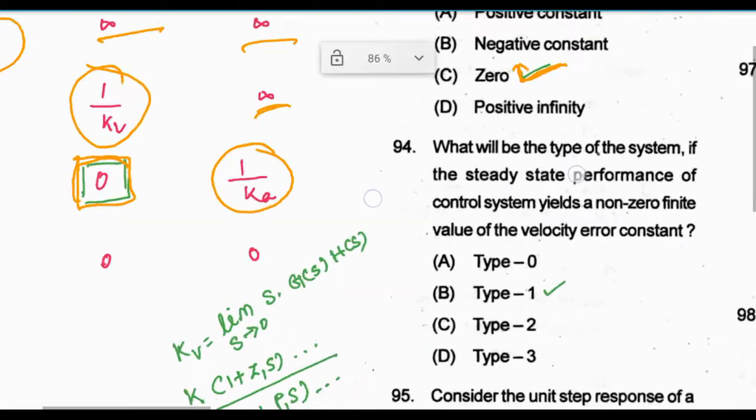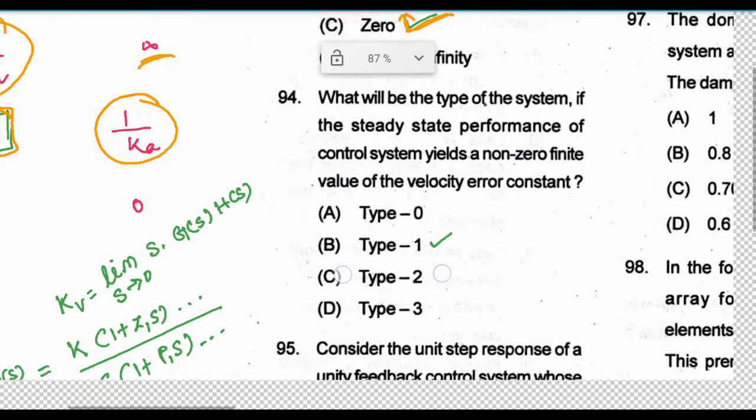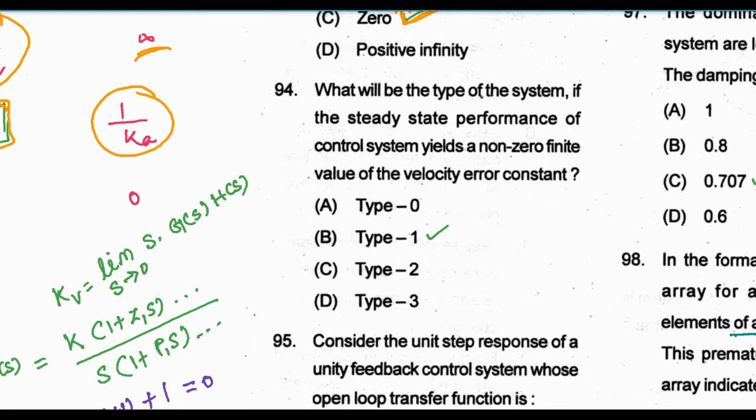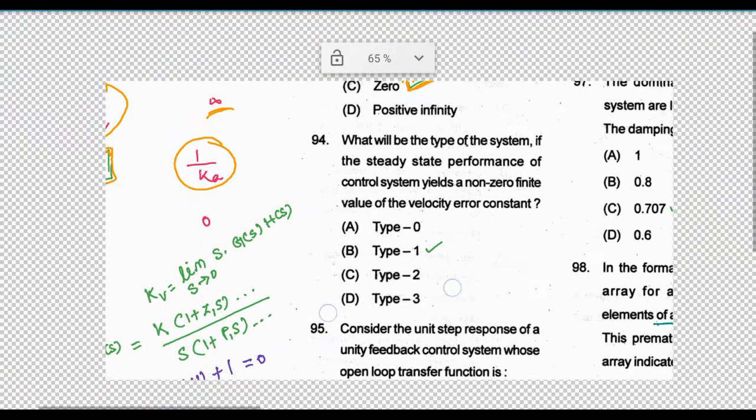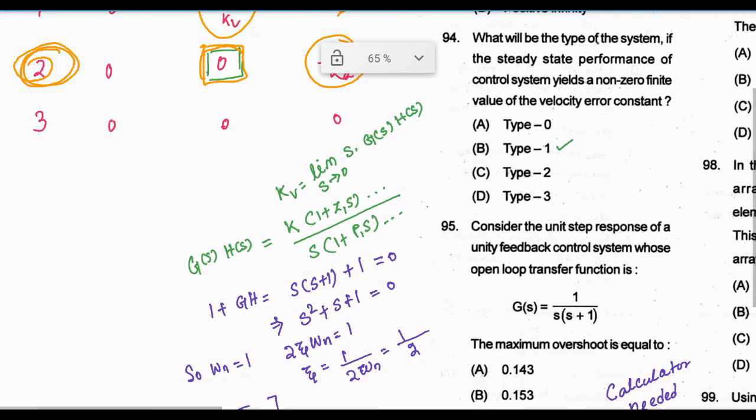So here the answer is 0. Next question is, what will be the type of system if the steady state performance of the control system yields a non-zero finite value of the velocity error constant? Non-zero finite value of the velocity error constant. Velocity error constant is non-zero. That means, what is the velocity error constant?